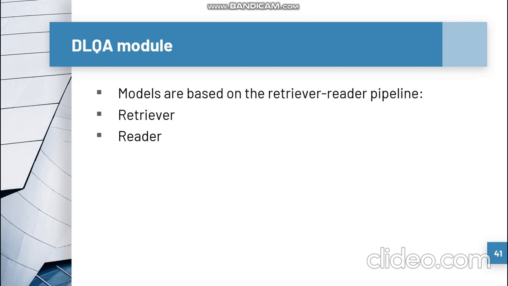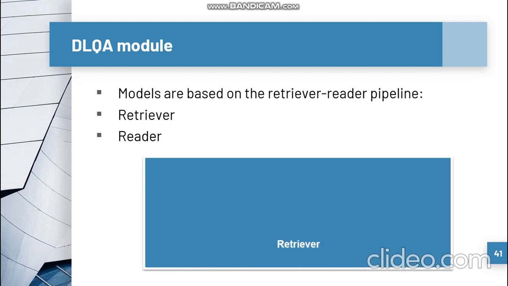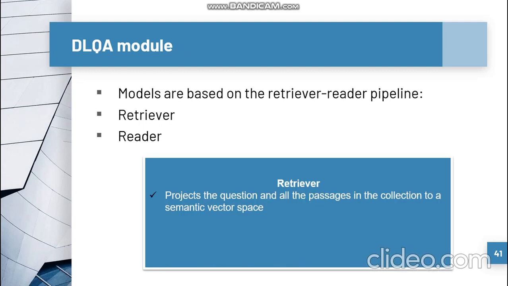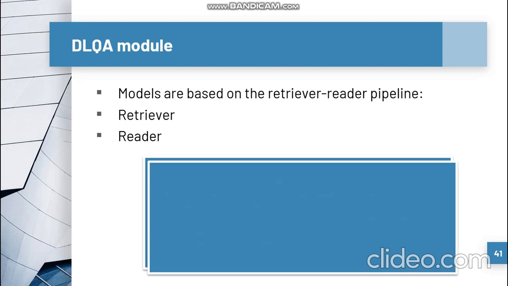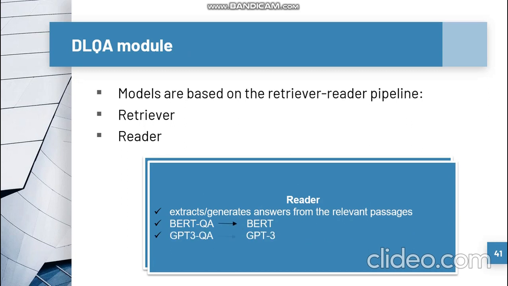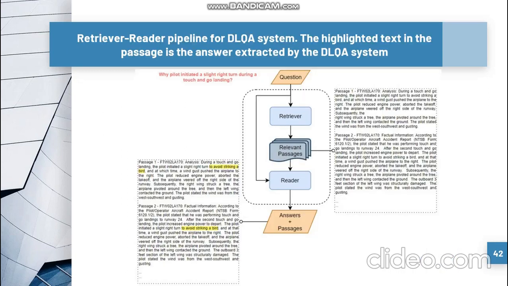Models are based on the retriever-reader pipeline. The retriever projects the question and all the passages in the collection to a semantic vector space, and then the reader extracts and generates the answer from the relevant passage. As in this flowchart, the question is asked, the retriever projects the relevant passage to the reader, and then the reader extracts the answer plus passage to the output.